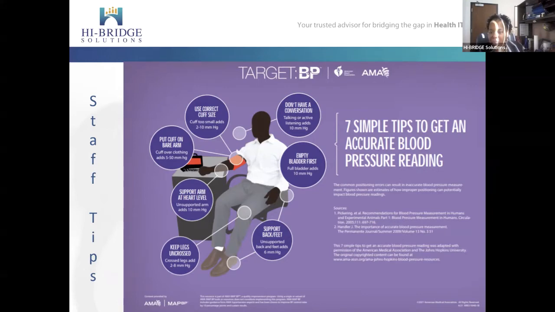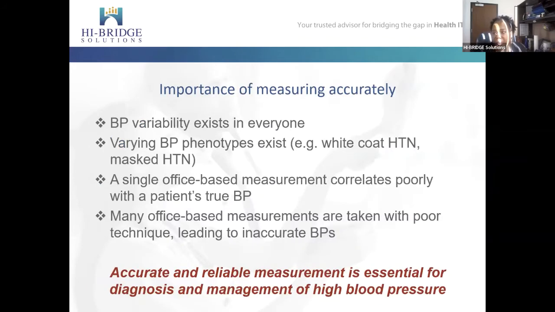Support your arm at heart level. Always have it down when they're taking your blood pressure. They tell you to put it down so you can get an accurate reading. Put your cuff on bare arms. Cuff over clothing also can cause a discrepancy in the reading of your blood pressure. So this is a great little chart that demonstrates and gives some great tips for your staff. The importance of measuring accurately.